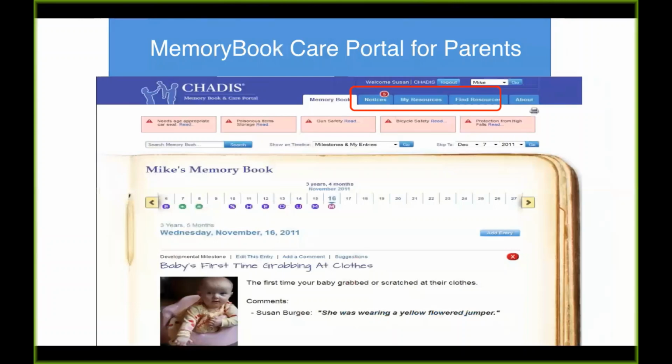So let me explain a little bit more about the Memory Book Care Portal. So this looks like a baby book, right? That's why we call it a memory book, although it's not just for babies. The reason we got funded to do this was because of those pink flags at the top. These are items from a safety questionnaire that the parent also did, and these are safety items that the parent is not yet doing. By clicking on it, they'll get further instructions on what to do, whether the doctor or clinician remembers to talk to them about it or not.